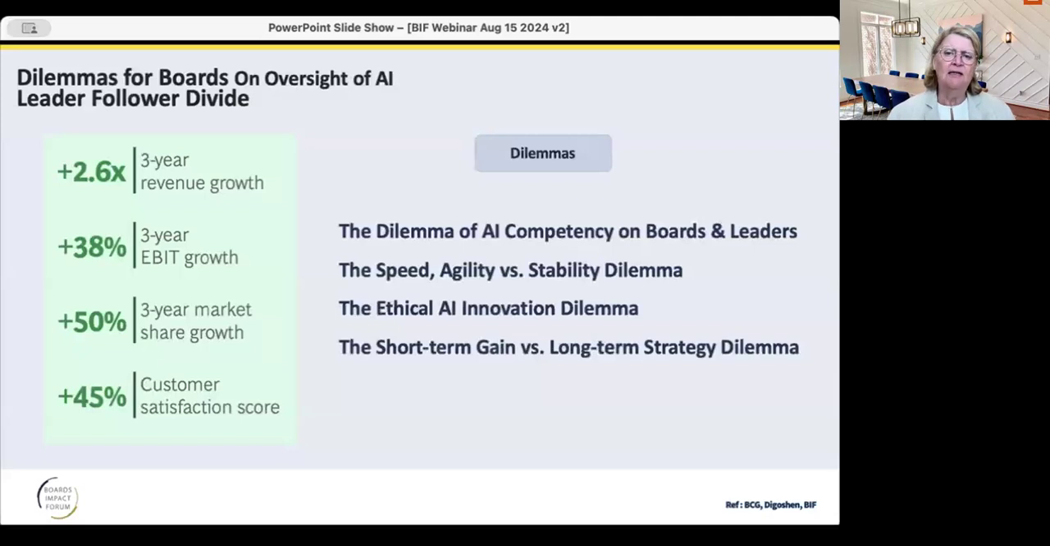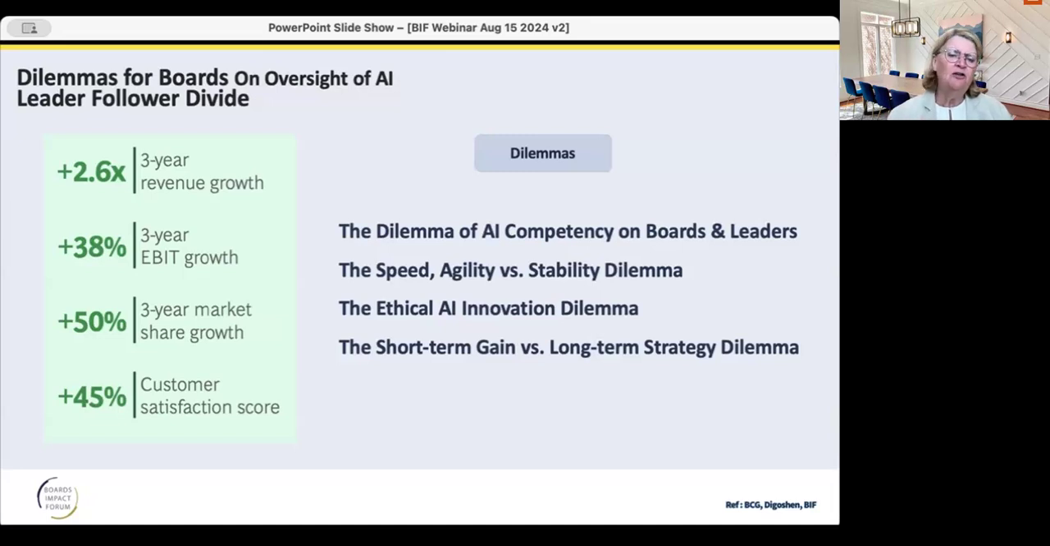Now, there are critical dilemmas for us as boards. One dilemma is actually the competence on our own boards, but also with our leadership teams. There is a need to understand the usefulness and the opportunities in our companies and in our industries. The other balance is that when we have been disrupted before, we had a bit more chance to react. And here's an interesting dilemma for us to work with: speed versus stability.